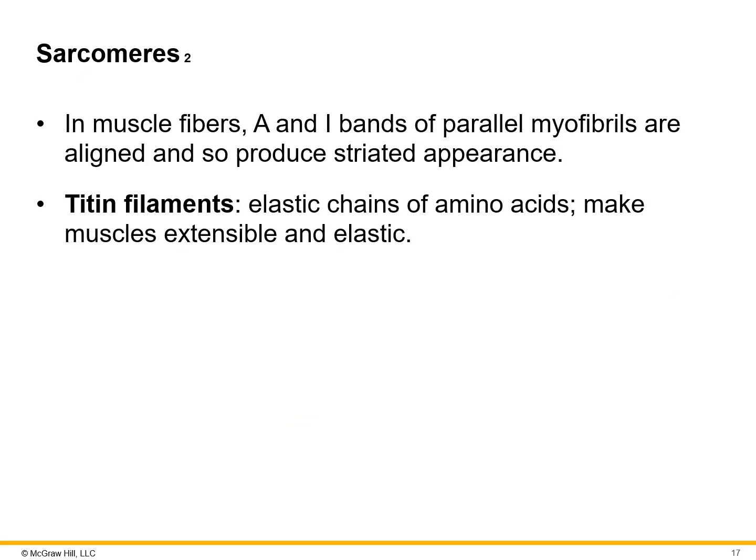So in the muscle fibers, those A and I bands, again, the lighter and the darker bands, are in parallel along the myofibrils, and that's what gives that striated appearance that we have in those sarcomeres. We also have titin filaments, which are elastic chains of amino acids. This is what allows them to extend and be elastic.